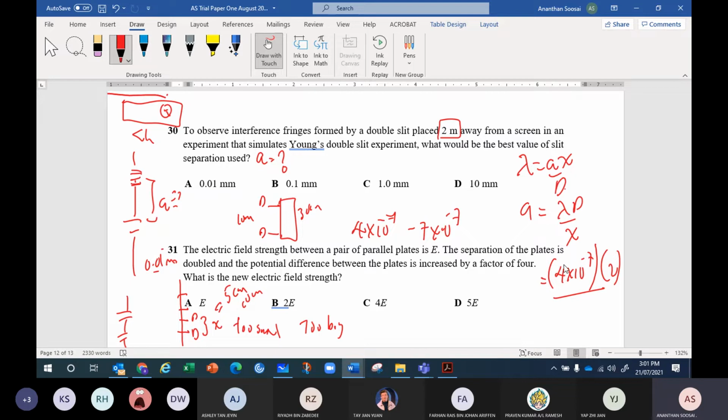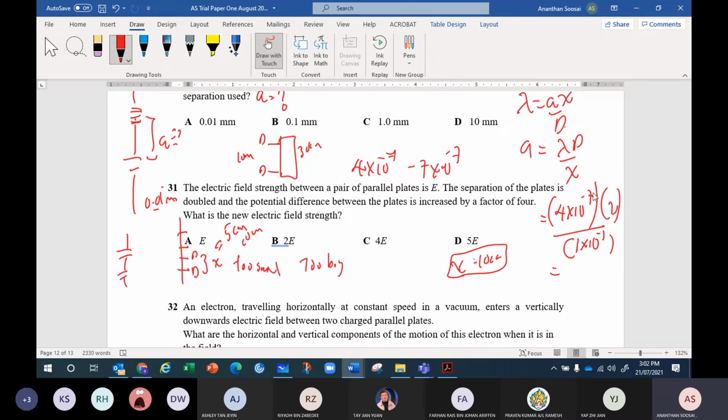Okay, x we put as 10 centimeter. x in meters is 10 times 10 power of negative 2, which is 1 times 10 power of negative 1 meter. We prefer x to be in terms of 10 centimeters. What is the a value you get? It's trial and error. 4 times 10 power of negative 7 times 2 over 1 times 10 power of negative 1. What do you get? Anybody?